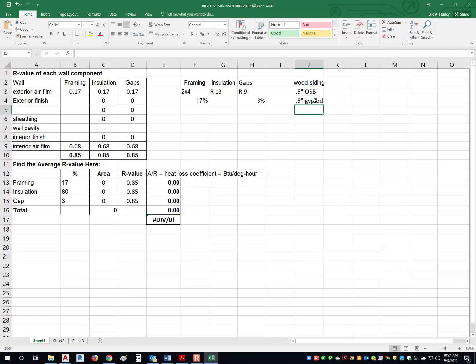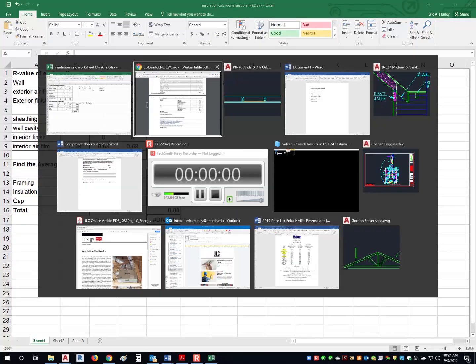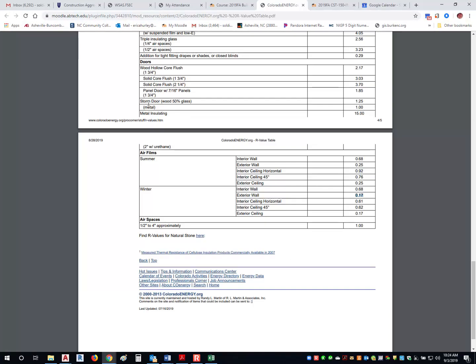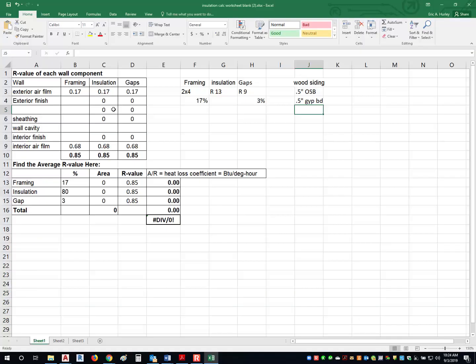Okay, so we've got to look these up before we can put that in there. So obviously the air film, okay, remember that we have framing, insulation, gaps, and when we're looking at that picture, that picture always deceives me. That picture, we got framing, insulation, gaps. Let's go back over here.